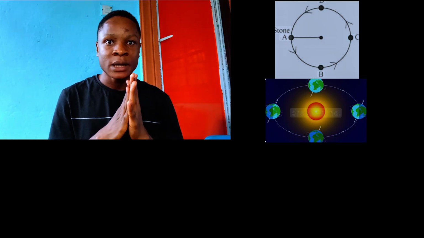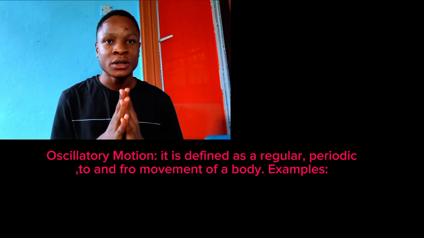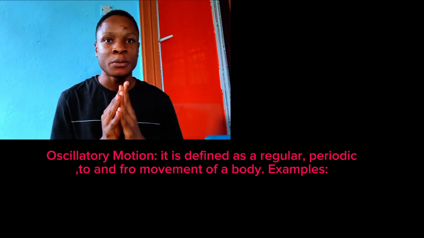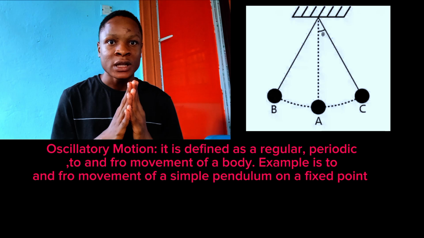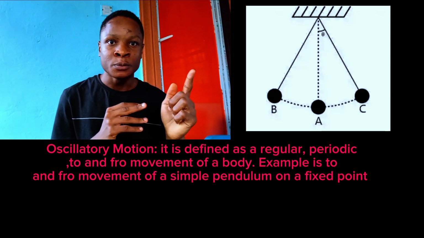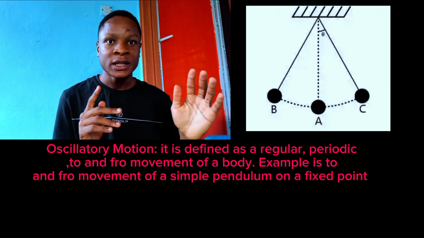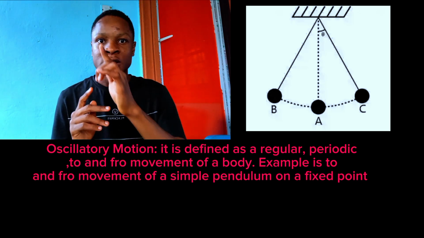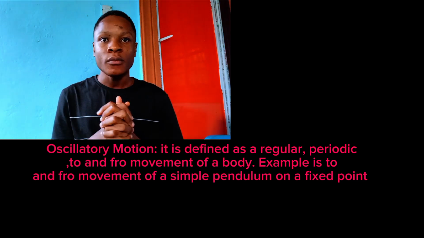The fourth type of motion we have is oscillatory motion. Oscillatory motion is a regular, periodic to and fro movement of a body from one point to another. An example of this type of motion is the movement of a simple pendulum on a fixed point. When you pull that simple pendulum from one point and leave it freely to move, it moves in a regular form, to one point in a particular interval of time. For you to know oscillatory motion, you have to identify the words regular or periodic.